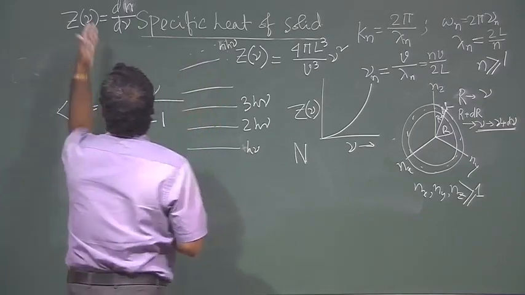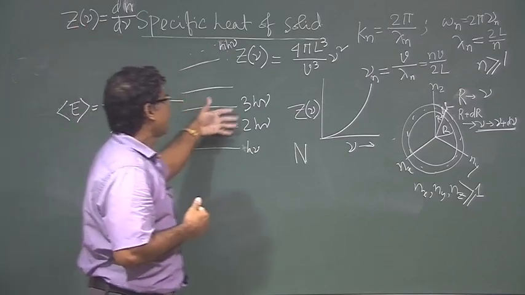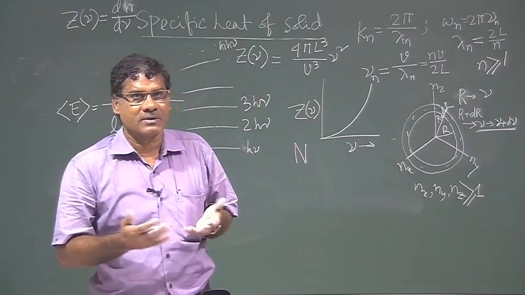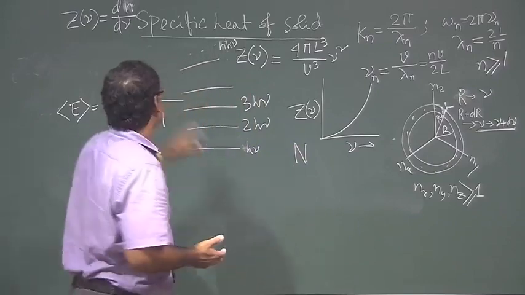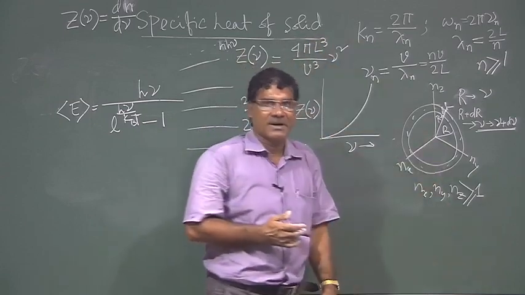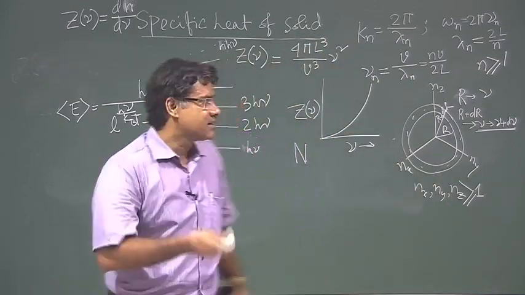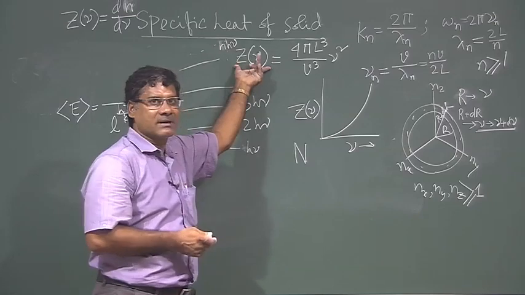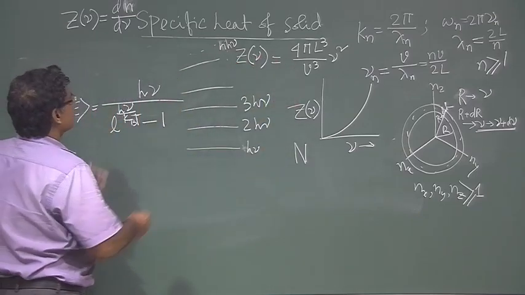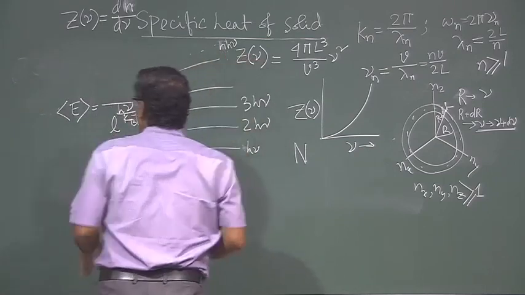Now, our different modes do not have the same frequency. So, they have different frequencies. So, this is the frequency density, the number density or density of modes. So, I have to multiply. So, for this frequency, what will be the energy?